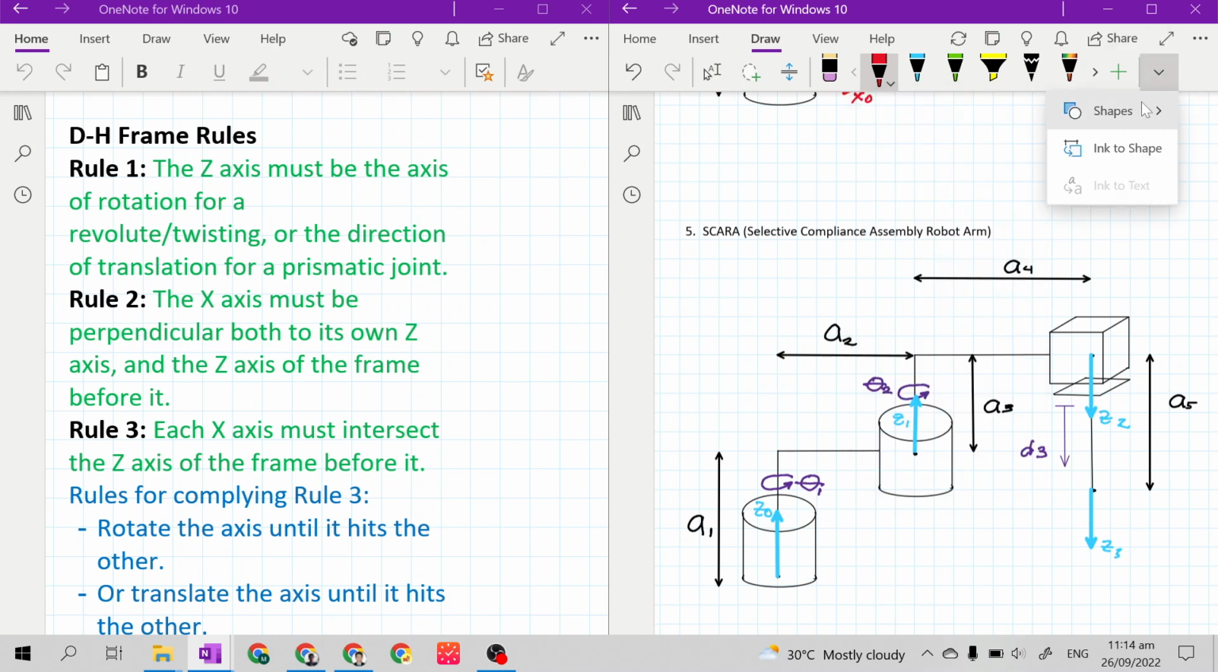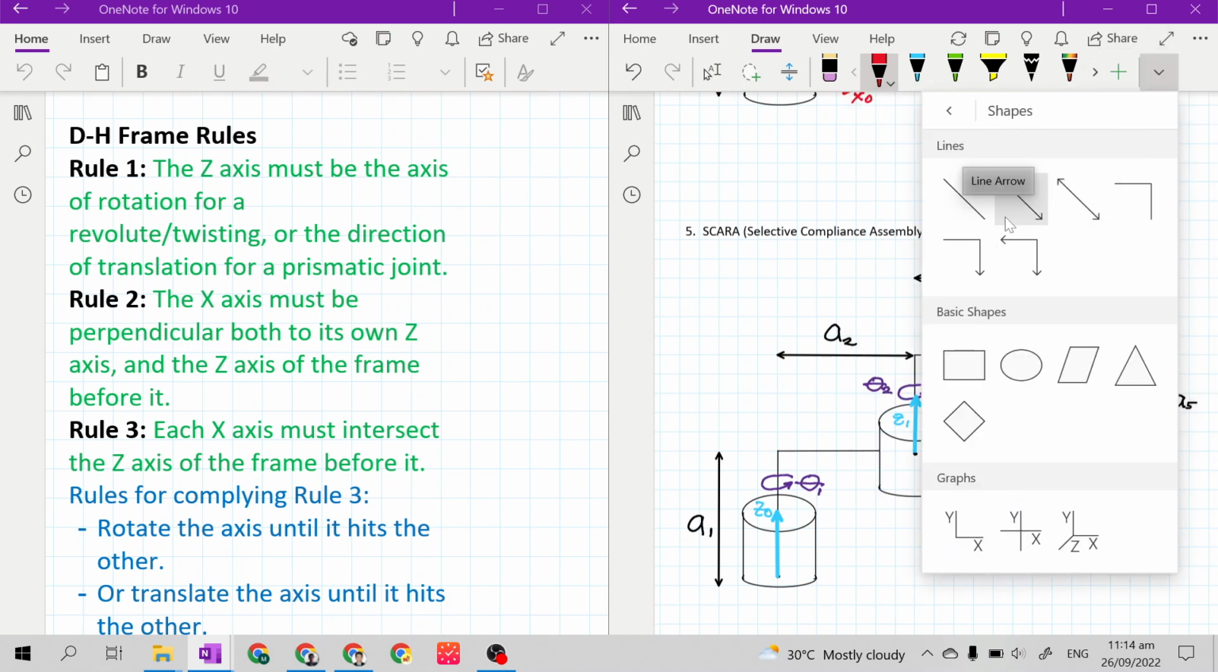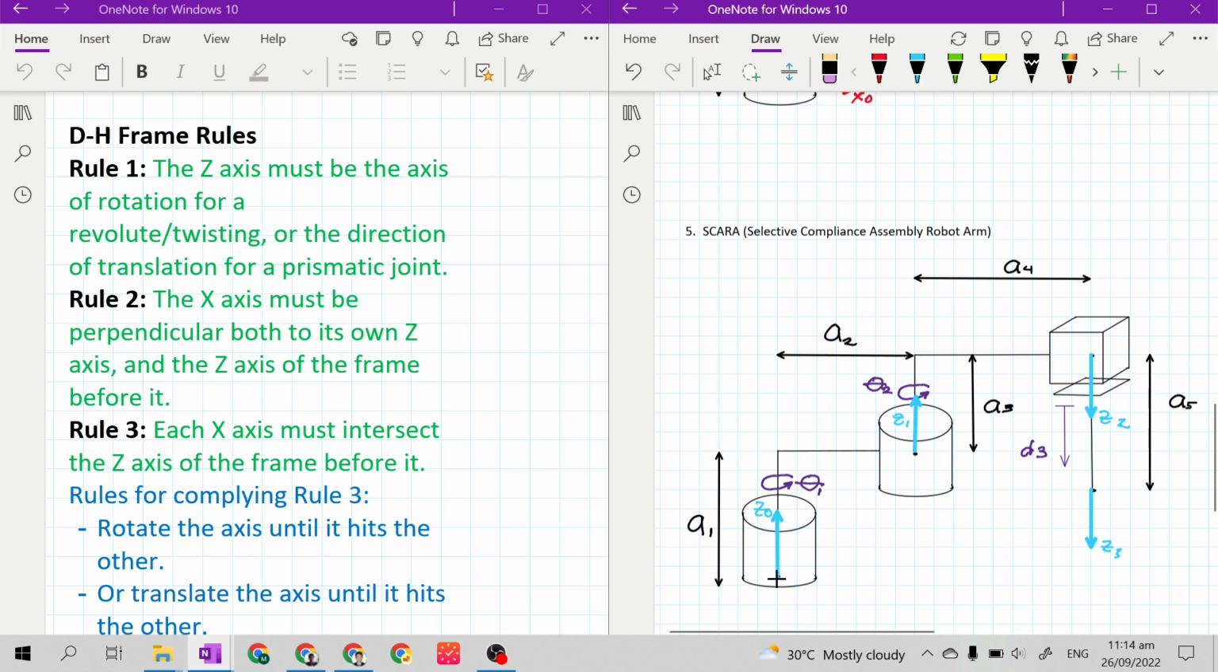Next is rule 2. It's all about the x-axis. So this is the base frame. Let's point it to the right.